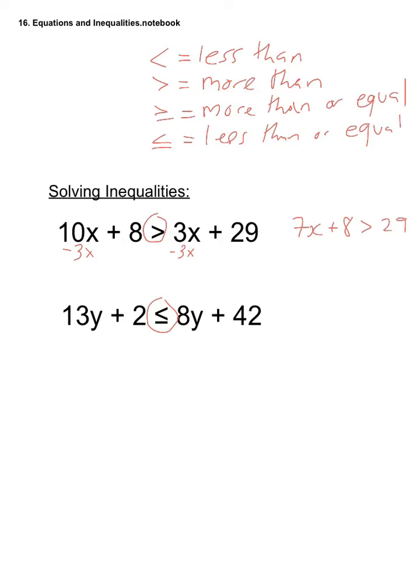The next step is to get rid of the units on the left hand side of the equation. So take away 8 from both sides. We're left with 7x is greater than 21. And if we divide through by 7 on both sides, we get x is greater than 3.